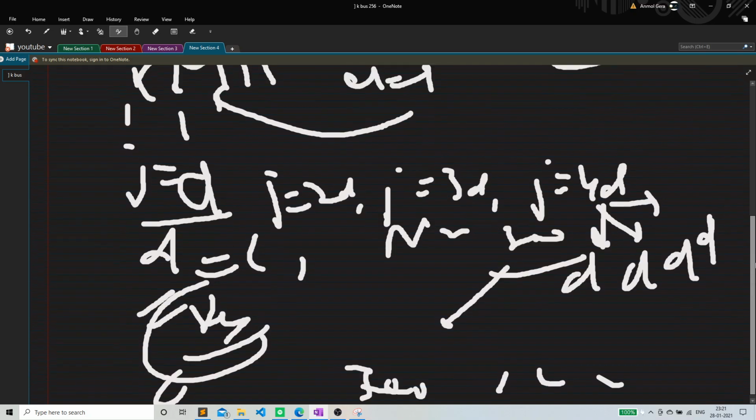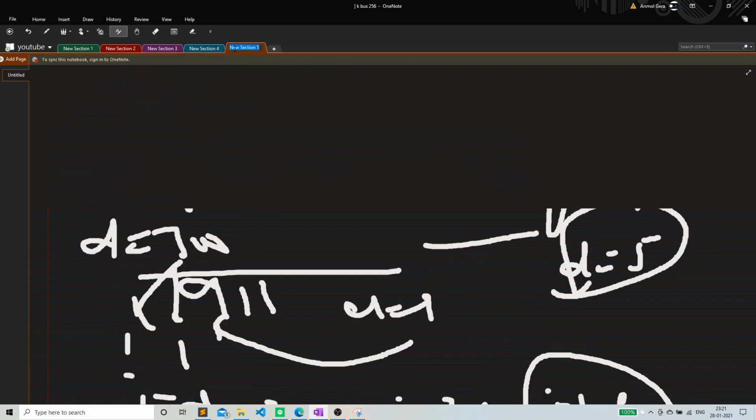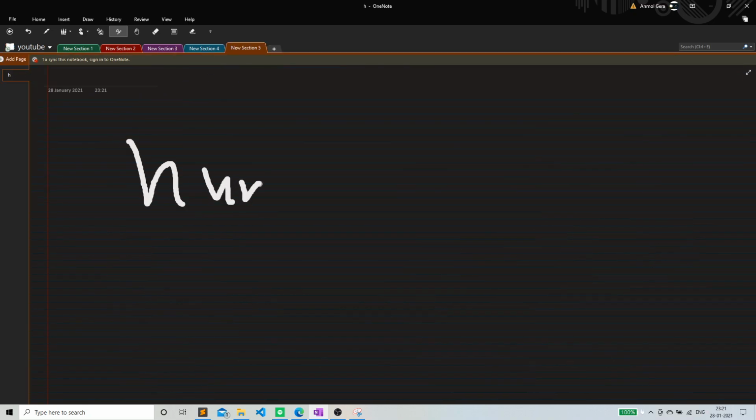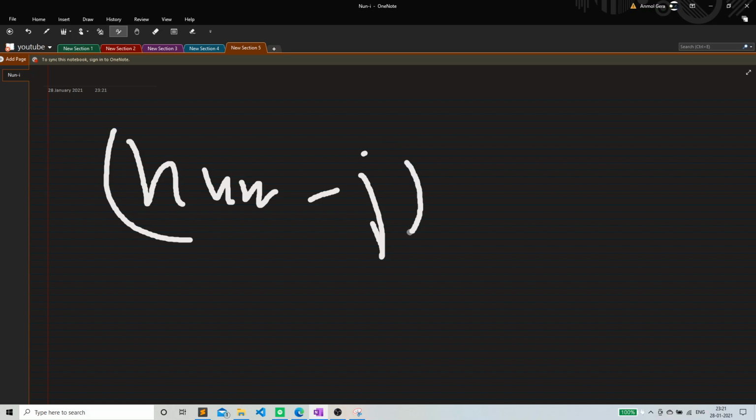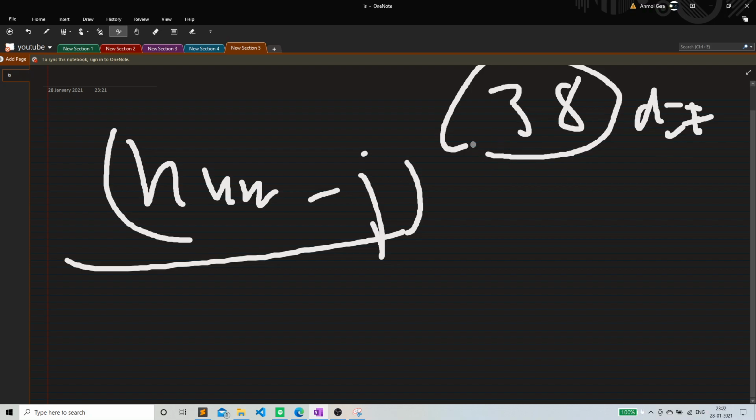Now I just have to check if my number minus j, which I can always distribute, is a lucky number. So for example, let's suppose I take 38 and d is equal to 7. I know that 7 I can always distribute. First I will check 38. Is 38 a lucky number? No. 7 does not occur in 38, so it's not a lucky number.